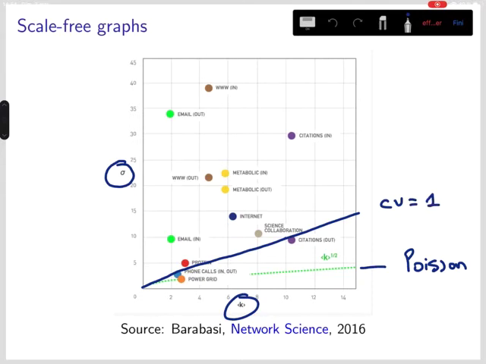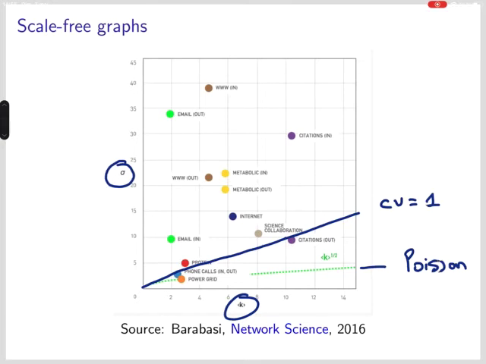And as you can see, most real graphs have a coefficient of variation which can be higher or even much higher than 1, which means that the impact of edge sampling is strong. And these graphs are called scale-free because actually the standard deviation may be very large, and in practice it means that the degree distribution is so variable that the average degree does not say much about the degree of an arbitrary node.